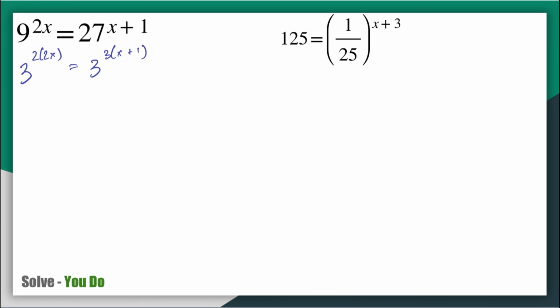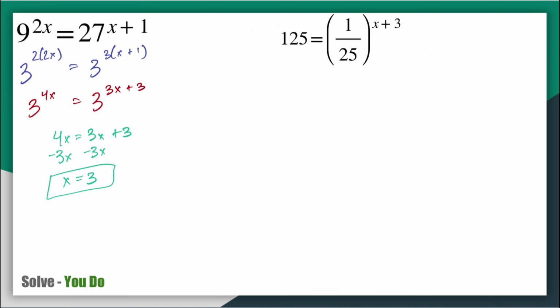Change up the color here a little bit. So then we get 3 to the power of 4x because we multiply those. And then we get 3 to the power of 3x plus 3. Okay. Now, we have the same base, so we can set our exponents equal to each other. So we have 4x is equal to 3x plus 3. And we need to solve for x. So we minus the 3x, we minus the 3x. We get x is equal to 3. Okay? And that's your answer.